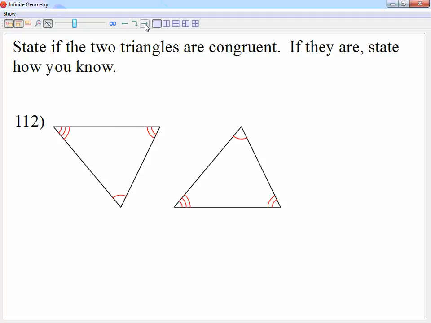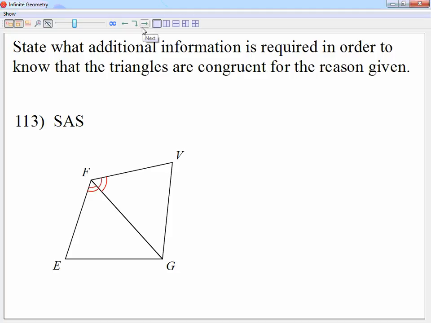Right. Any questions up until 112? Now, in 113, state what additional information is required in order to know that triangles are congruent for the reason given. I want this to be side angle side. What this means is that from the 3 markings, I'm going to give you guys 2. I'm asking which one am I missing, so which one is the third one. Like I said, from the 3 markings, I'll give you guys 2, and then you guys tell me which one am I missing. I want this to be side angle side.